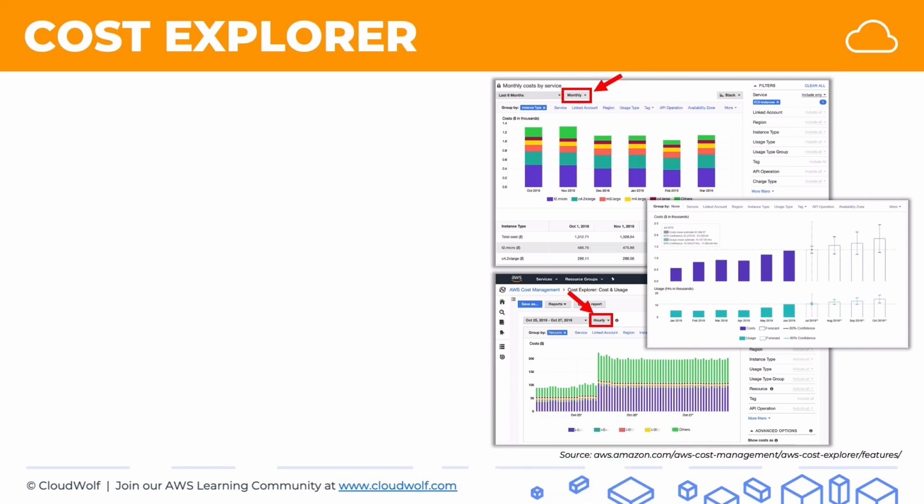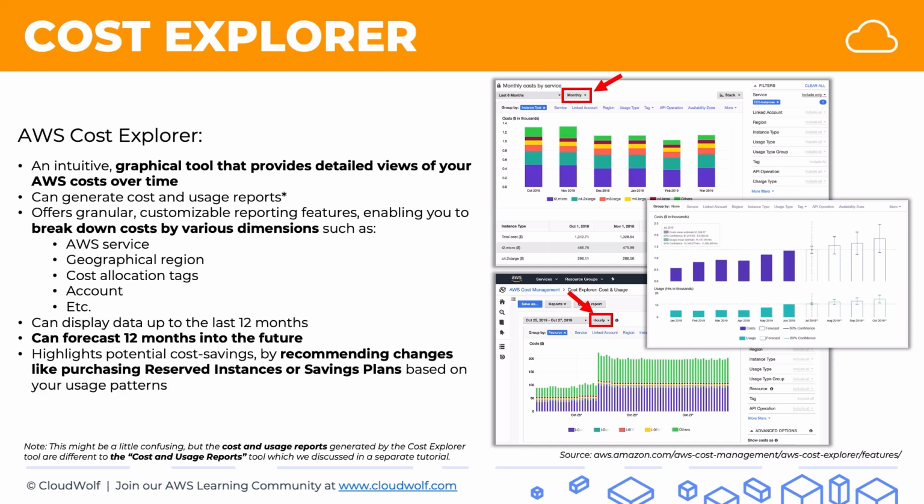And also keep in mind for the exam that Cost Explorer can provide recommendations on reserved instances and savings plans. So there we go. Here's a quick summary of what we discussed.